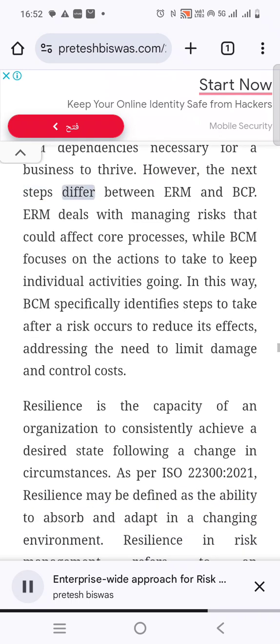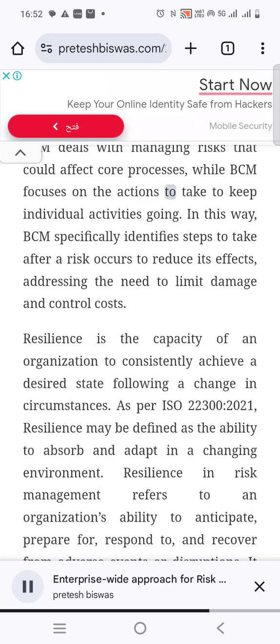However, the next steps differ between risk management and BCP. Risk management deals with managing risks that could affect core processes, while BCM focuses on the actions to take to keep individual activities going.